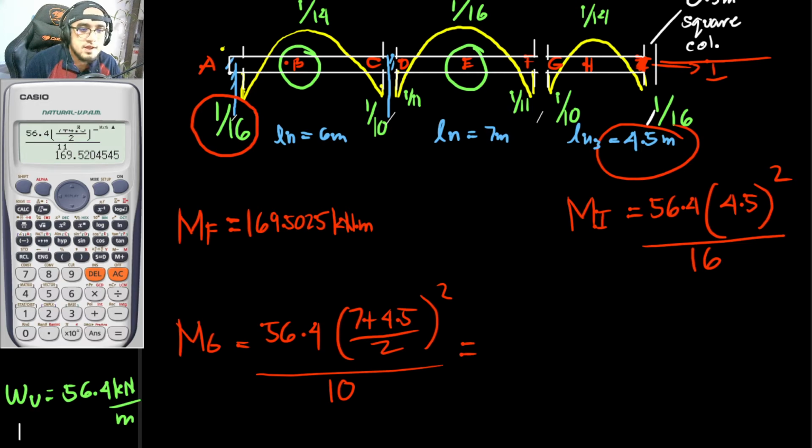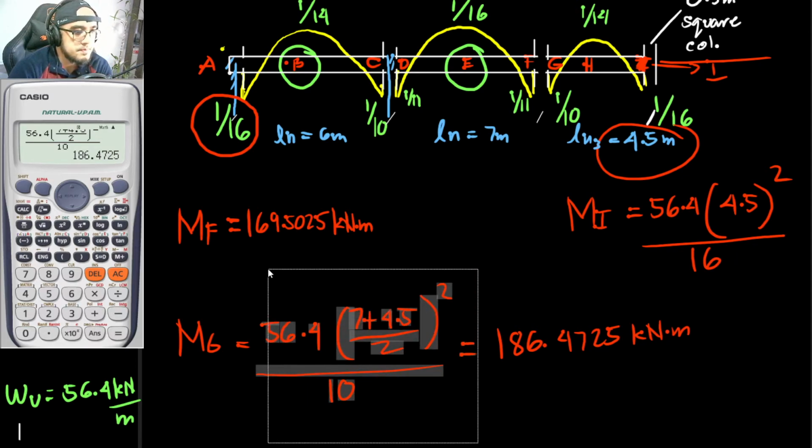And as for this one, so this is now to be, so 56 point, ba't ko pa dinilit yung kanina? Pares lang pala sila. Magkaiba lang sila ng denominator. So 56.4 times the average of 7 and 4.5 squared divided by 10. So this is now to be equal to 186.4725 kilonewton meter. So ayun, then delete na ulit natin to.